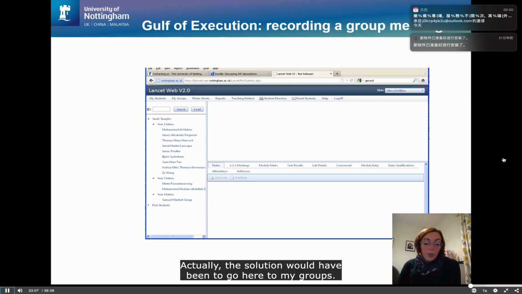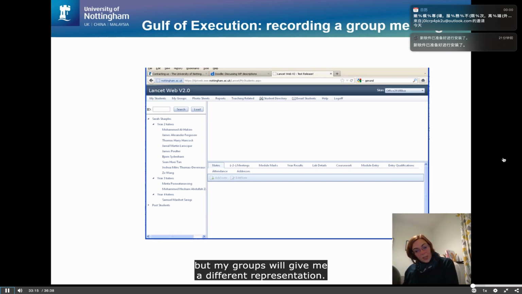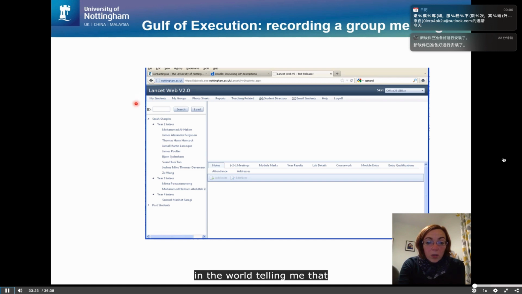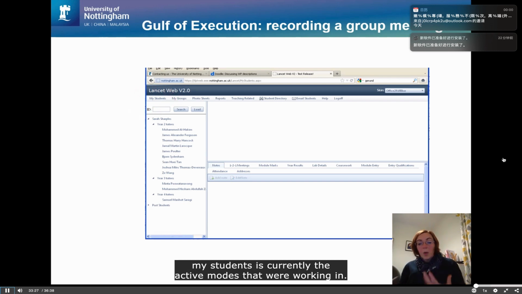Actually, the solution would have been to go here to my groups, and I hadn't quite realised, but my groups would give me a different representation and it would enable me then to record a meeting. I'm in the my students mode at the moment. I didn't realise that because there's no knowledge in the world telling me that my students is currently the active mode that we're working in.